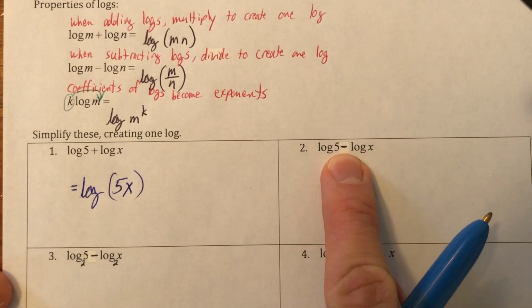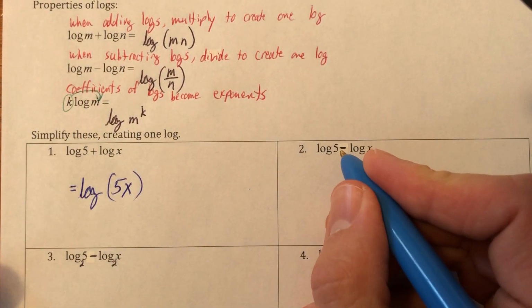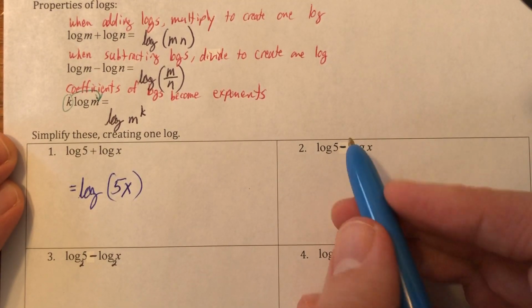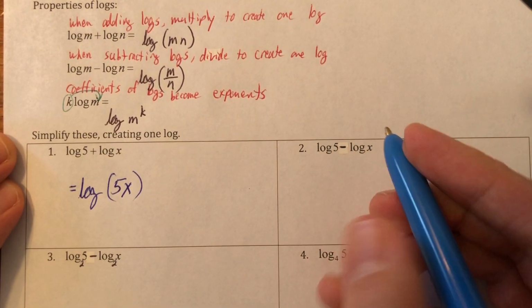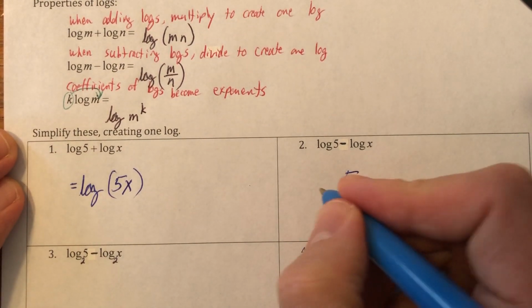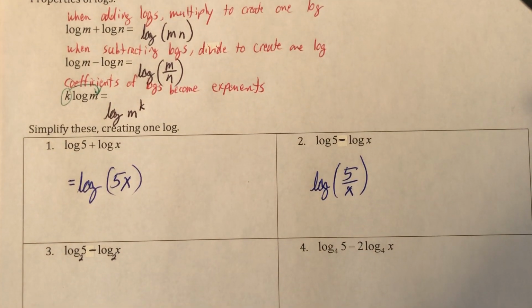We're subtracting. When subtracting logs, divide to create one log. So, we go from left to right. Don't be like, oh, it's x divided by 5. Don't go backwards. No. 5 divided by x. And write it like a fraction. 5 over x. Now, that's wrong because we left off our log. There we go. And you're probably like, man, this is ridiculous and very impractical.